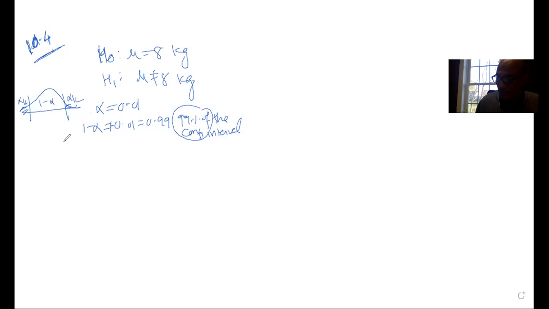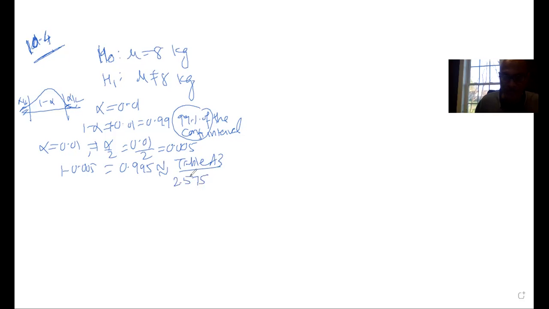As I told you, I started like this, but here it is two-sided. So alpha is 0.01, which implies alpha by 2 is 0.01 divided by 2, so 0.005. Then 1 minus 0.005 is 0.995. Sigma is given, so you need to use table A3, and if you use table A3, you get the value 2.575. You know how to use the table, so I'm not going through the same thing again and again.